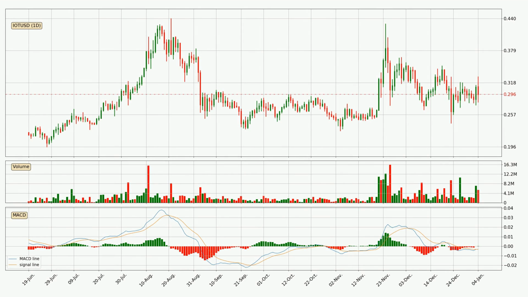Moving to the daily MACD, the MACD line is above the signal line, which shows that the current trend is on the upside. The MACD histogram shows that the momentum is currently strong, and the price could be expected to go further to the upside.